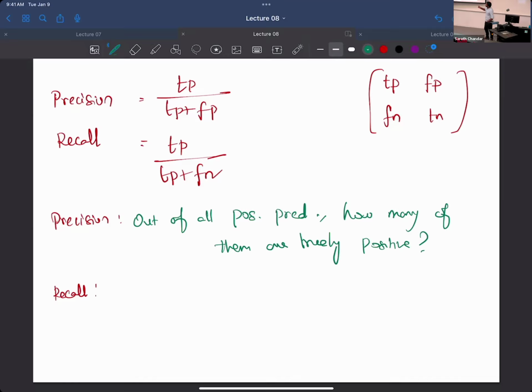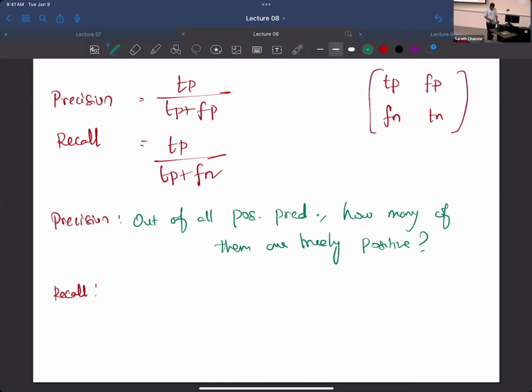Now recall. So what is recall doing? Recall is true positive divided by true positive plus false negative. So the denominator is the actual positive examples that are in the data set. It's not the model's prediction. The denominator here is the total number of positive examples in the data set. So recall asks, out of all the positive examples that exist in my data, how many of them can my model correctly predict? This is like asking how good is my model in recalling the correct examples.